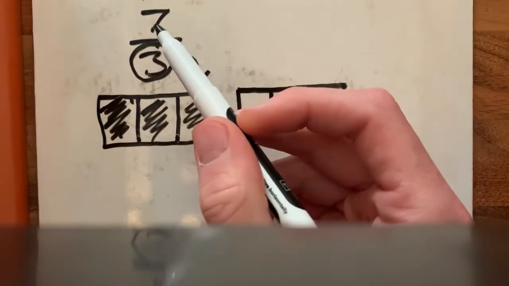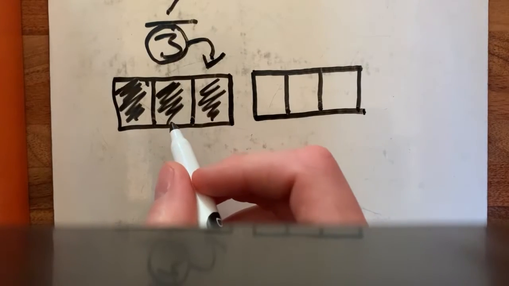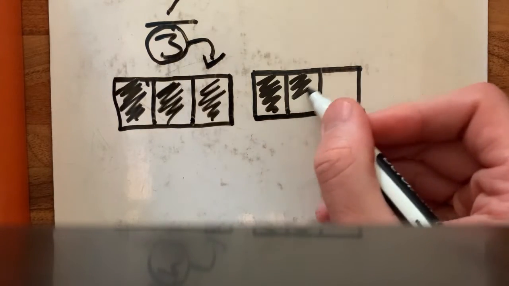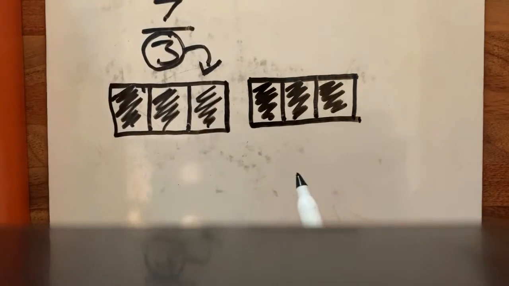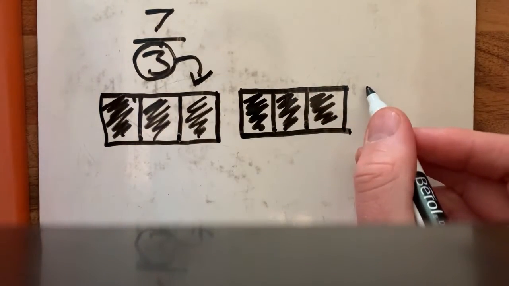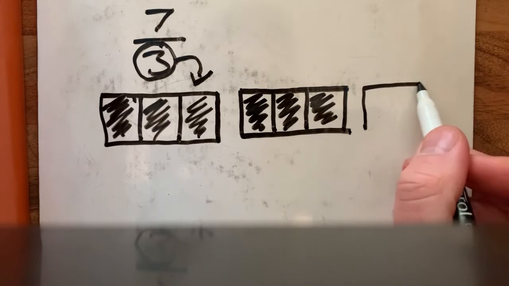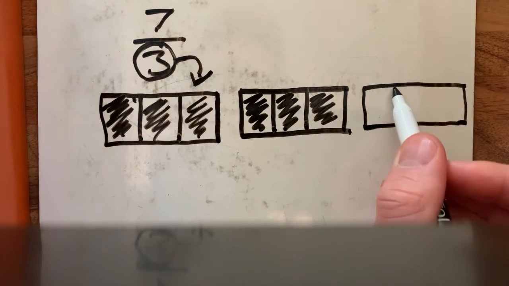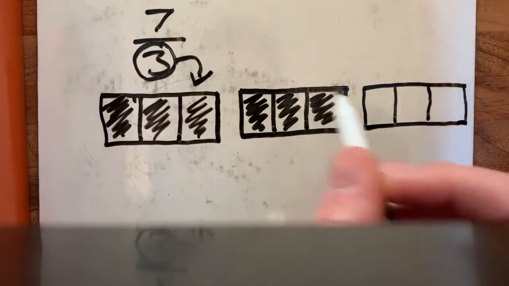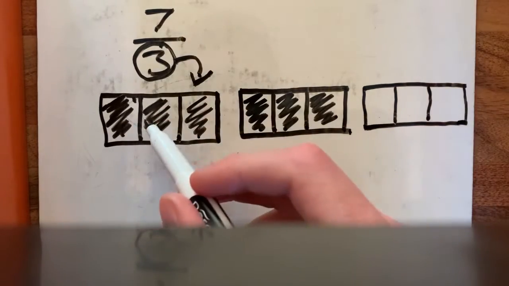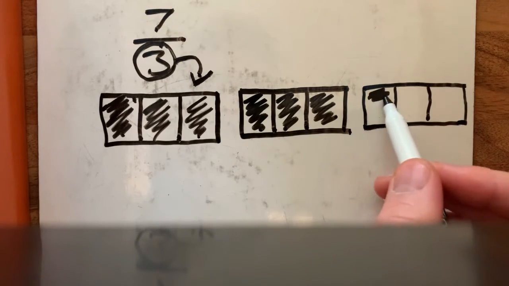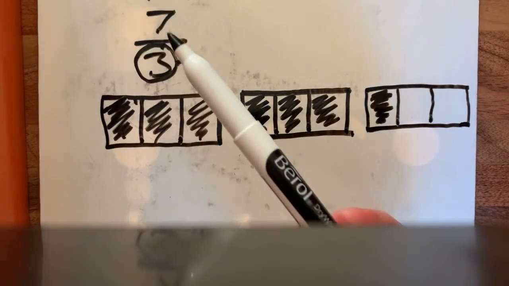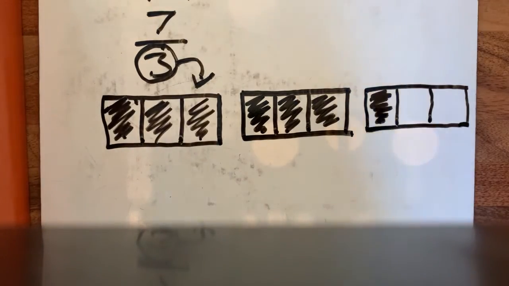All right, because remember we've got 7, so we've got 1 whole there, and we've got 1, 2, 3 parts, 4, 5, 6, okay, and we've still got some left over, so we would draw another whole, and break it into our 3 equal parts, and we've got 1 left over because we've got 1, 2, 3, 4, 5, 6, and then we've got 7 there, okay? So we've represented our 7 parts of 3 using our bars.